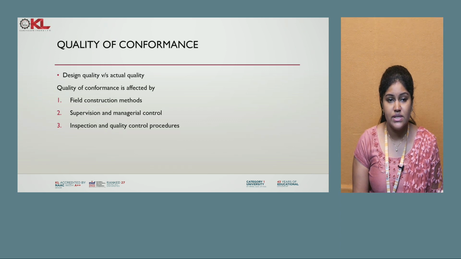So the first one is field construction method. Second one is supervision and managerial control. Third one is inspection and quality control procedures. So first one is field construction method, second one is supervision and managerial control. Supervision, proper managing should be there, and proper inspection and proper quality control procedures should be already mentioned.